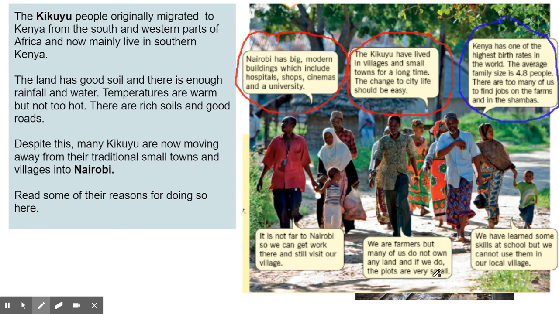We are farmers, but many of us do not own any land. It's a push factor, a negative thing. We have learned some skills at school, but we can't use them in our local village. A push factor, something negative about living in the countryside. It's not far to Nairobi, so we can get work there and still visit our village. So that's a pull factor. It's a positive thing about living in the city.